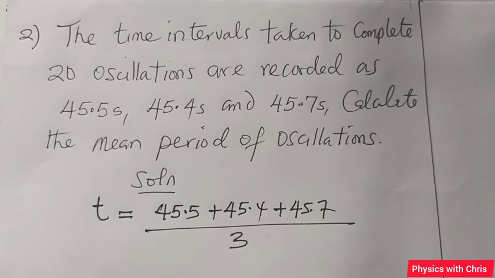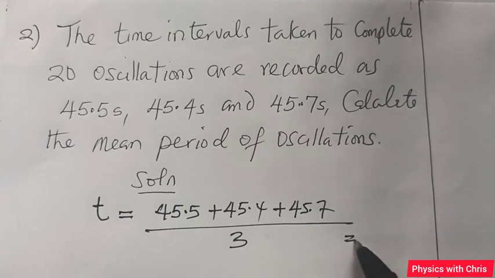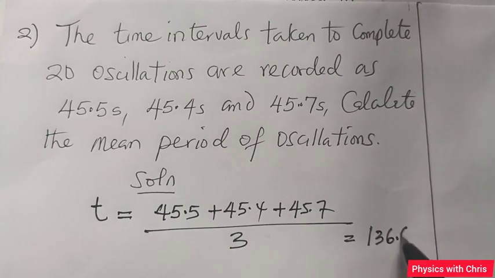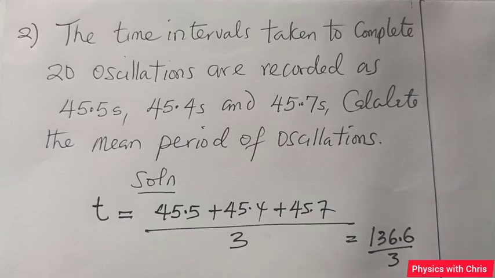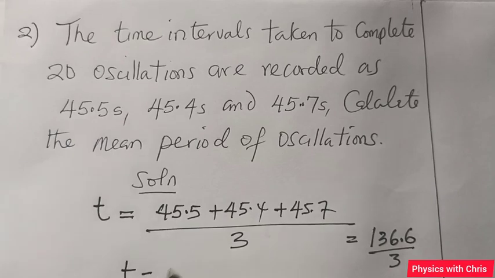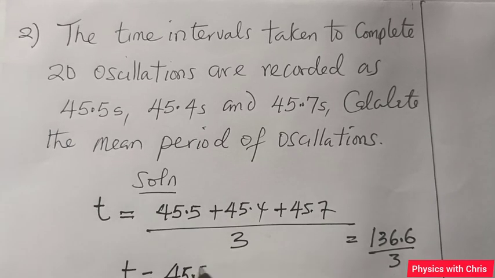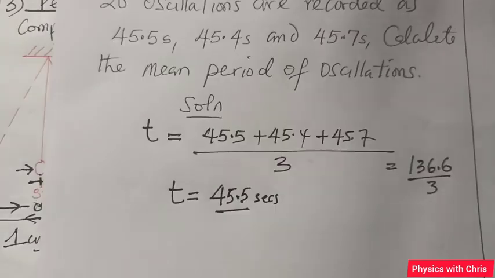So I need to refer to my calculator here. I have 45.5 plus 45.4, then plus 45.7. That gives me 136.6 divided by 3. So if I divide that by 3, it gives me approximately 45.53 seconds. So let me take it as 45.5 seconds. So that's the mean time.